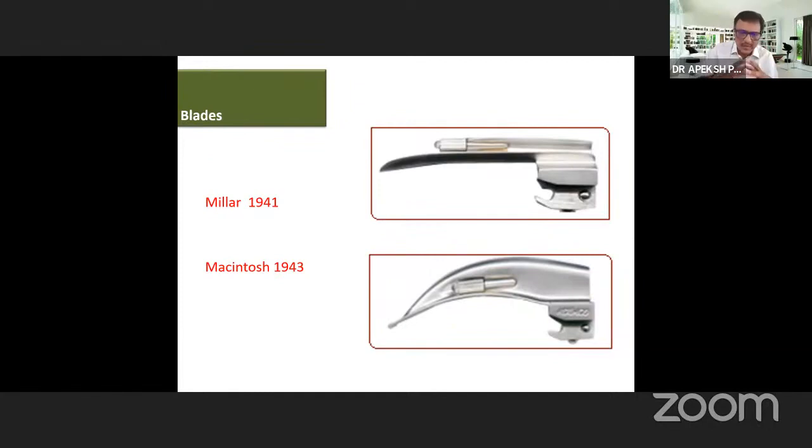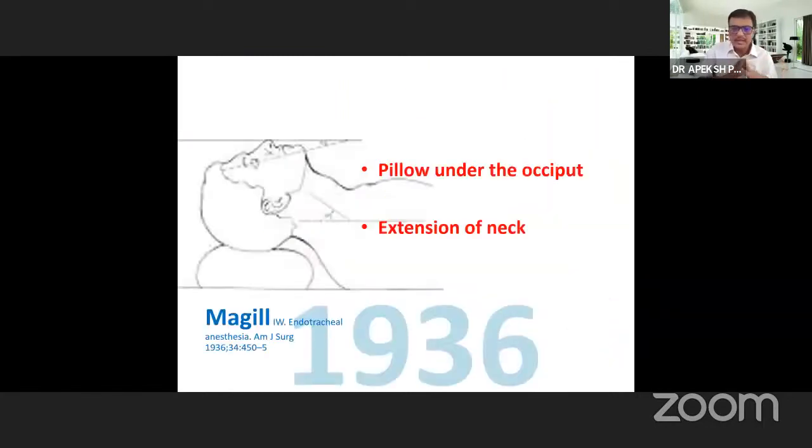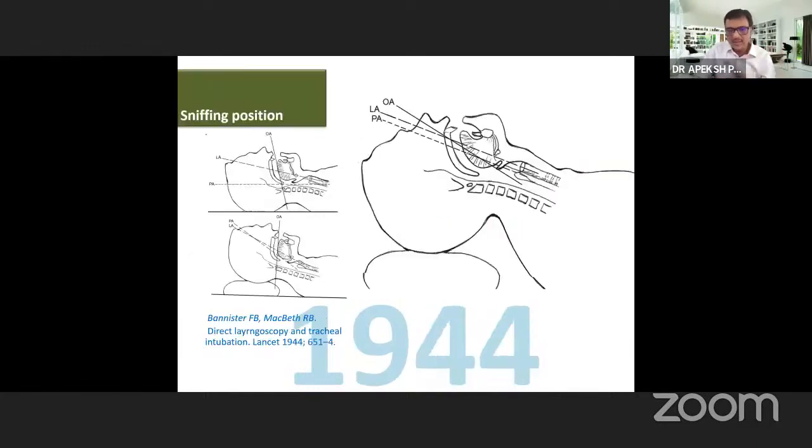The Miller blade was introduced in 1941, and two years later, Macintosh introduced the curved blade. Both blades provide a good laryngeal view, but the optimal laryngeal view depends on patient head and neck positioning. In 1936, Magill was the first person who explained that to improve the laryngeal view, just keep a pillow underneath the occiput and then extend the neck. And in 1944, McBath and Barrister gave the three-axis alignment theory.